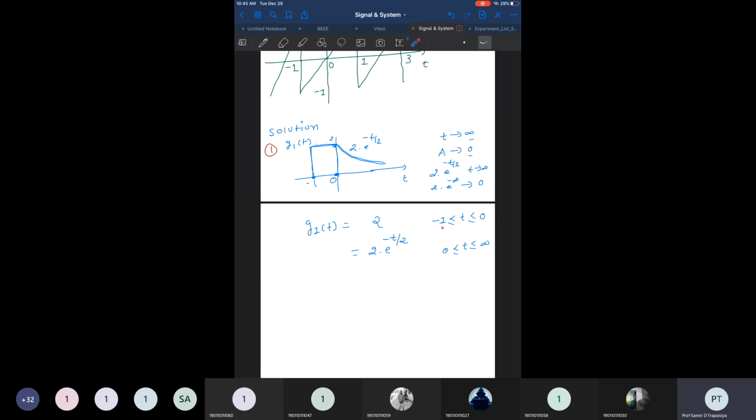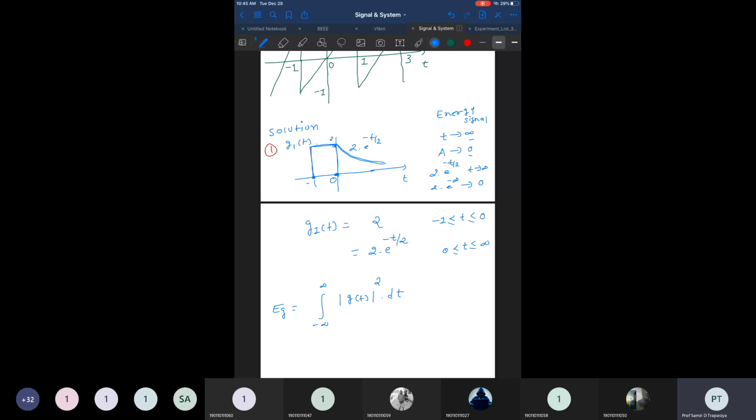Now we have to find the energy, because we have already defined this signal as an energy signal. So we follow the equation of energy signal. For the energy of any signal over the whole duration, we integrate from minus infinity to infinity g of t whole square dt. This is the equation by which we can find the energy of the signal.